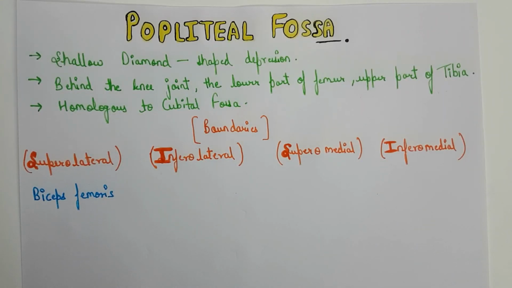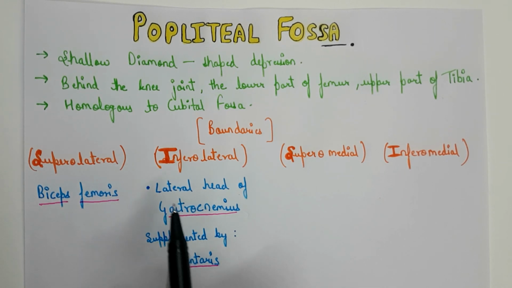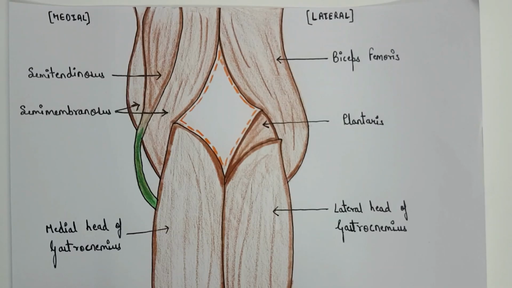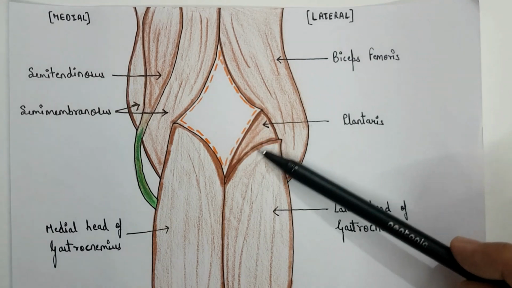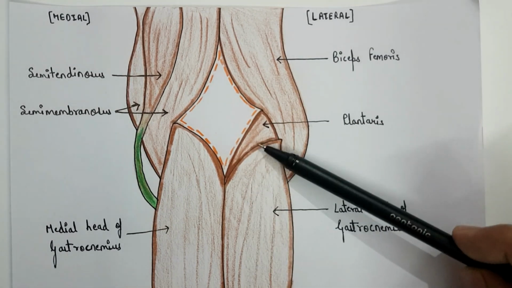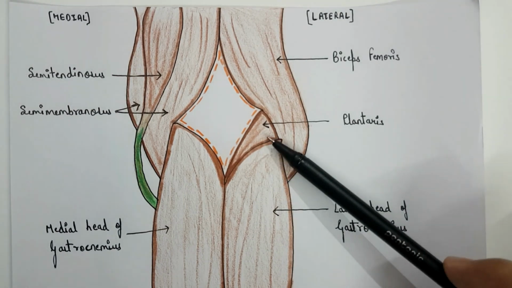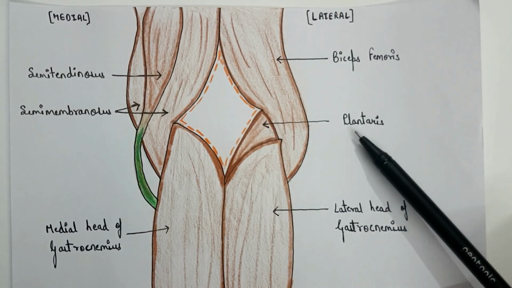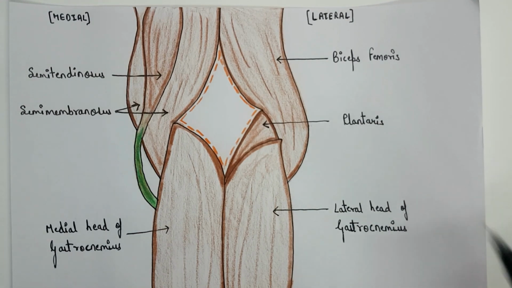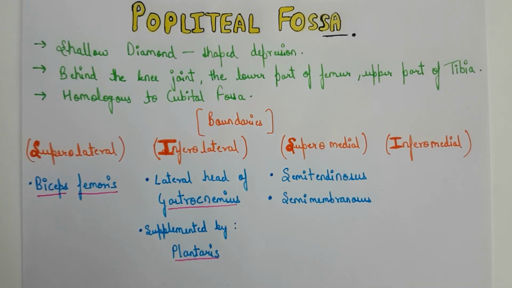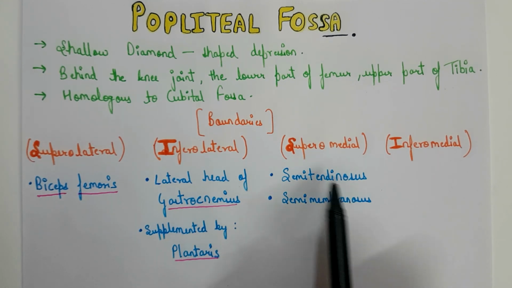The inferolateral boundary is formed of the lateral head of the gastrocnemius muscle, and the inferolateral boundary is supplemented by the plantaris muscle. In this diagram, you could easily see that the inferolateral boundary is formed of 2 muscles, that is the lateral head of the gastrocnemius, and it is also supplemented by another muscle, that is the plantaris. The superomedial boundary is formed of 2 muscles, that are the semitendinosus and semimembranosus, that is this one.